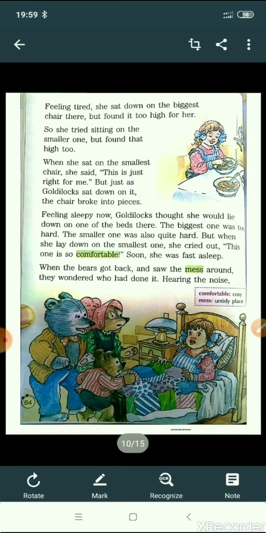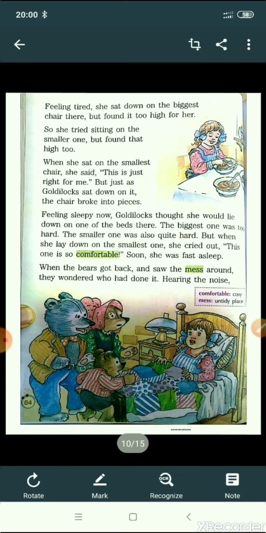Now, in that cottage, there were three beds also. One was the biggest, the second one was smaller, and the third one was the smallest. First, Goldilocks decided to sleep on the biggest bed, but that bed was very hard. So she tried the second one, and the second bed was also very hard. Then she tried the third one, the smallest bed, and that bed was very comfortable. She lay down and was fast asleep.